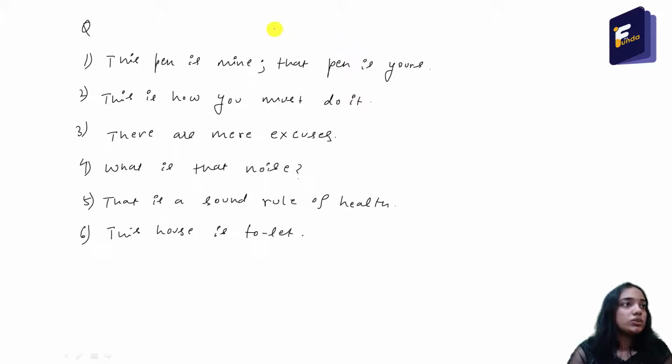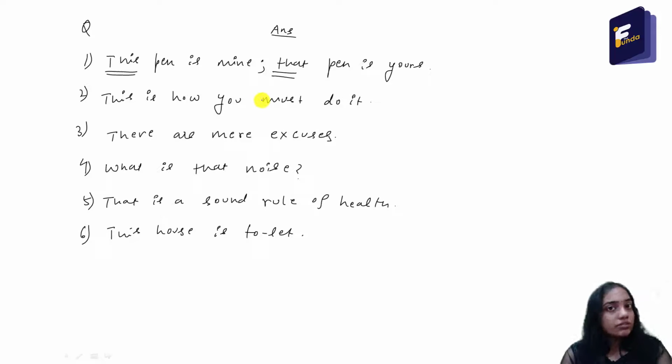Okay, so the answer is, in the first sentence, this pen is mine, that pen is yours. By looking at the words this and that, we can say that these words are demonstrative. And now we have to tell if they are demonstrative adjectives or pronouns.